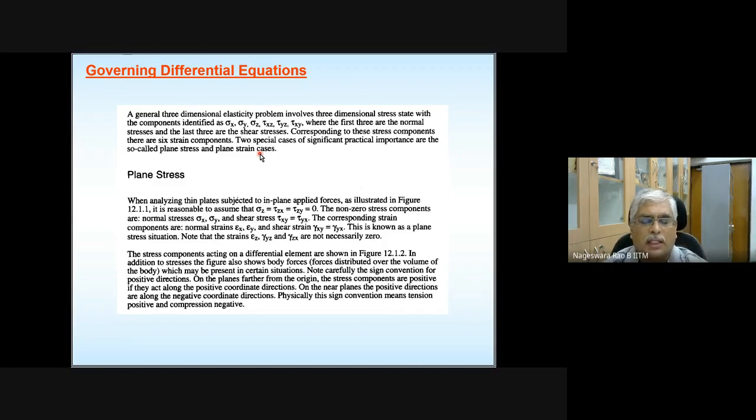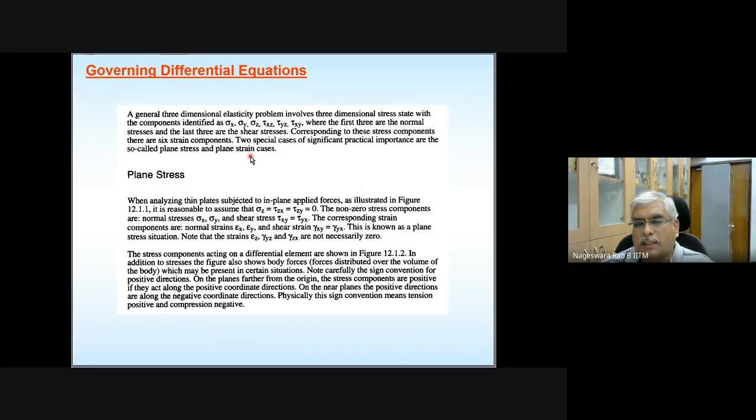So 3 normal strains and 3 shear strains. Usually strain is denoted with epsilon. So wherever sigma is there, you replace it with epsilon, and you are going to get 6 strain components. And so this three-dimensional elasticity problem can be simplified into a two-dimensional case, and 2 special cases of significant practical importance are what are called plane stress and plane strain.